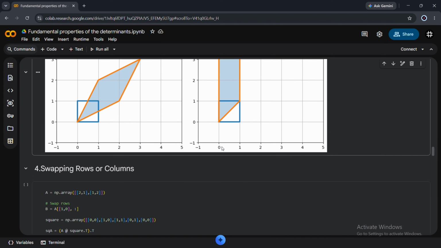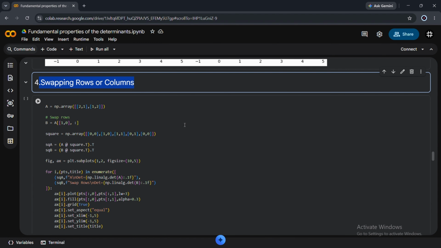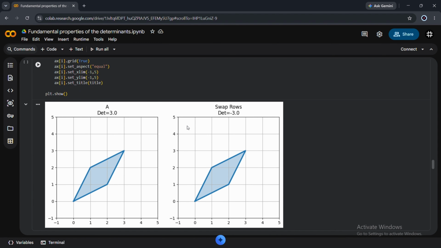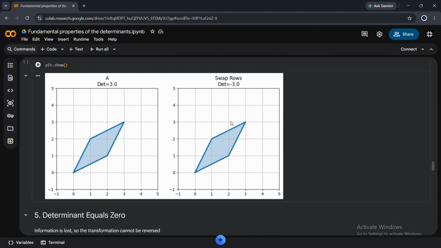Number 4, swapping rows or columns. If we swap any two rows or any two columns of a matrix, the orientation of the space flips. The area stays the same, but the determinant changes its sign. Positive becomes negative and negative becomes positive.